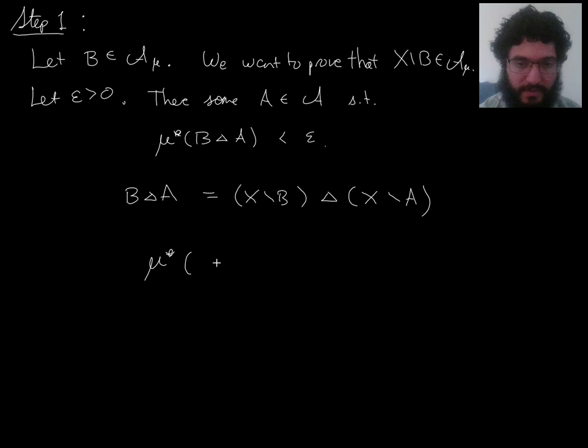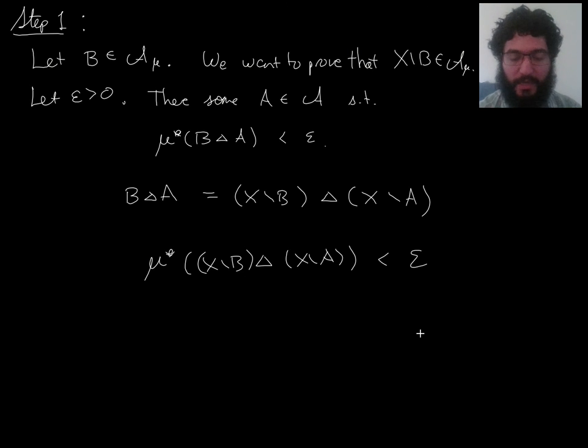Now mu star of, well, I guess one last part deserves comment. So this is now less than epsilon because it's literally equal to mu star of B delta A, right? And you should observe that this is actually in our algebra of sets. That's important too, right? So we have found something in our algebra of sets that symmetric difference with complement B has outer measure less than epsilon. So that's it for step 1.